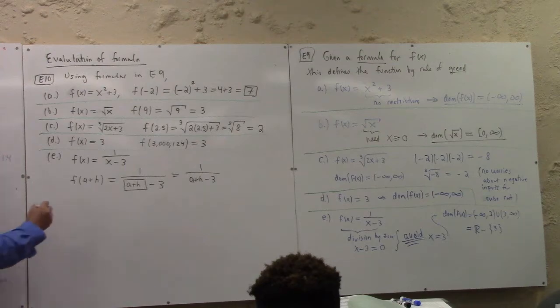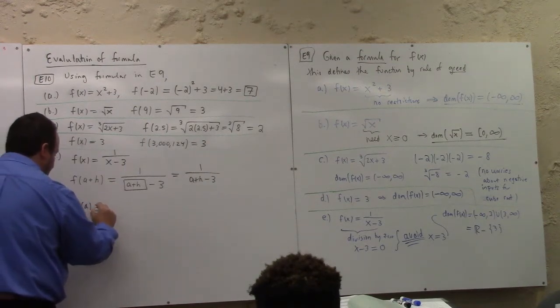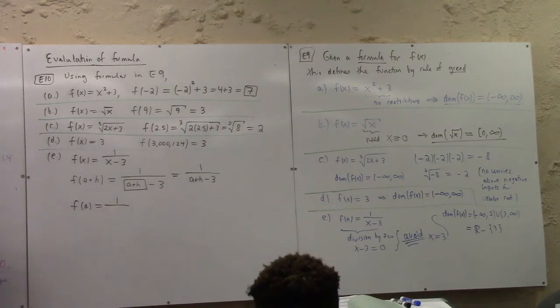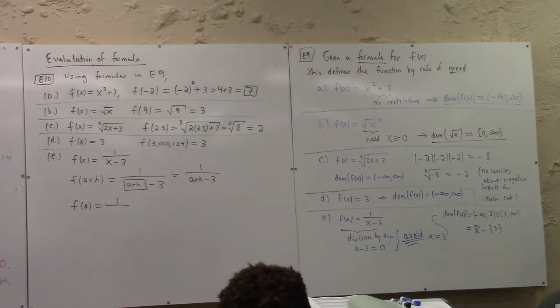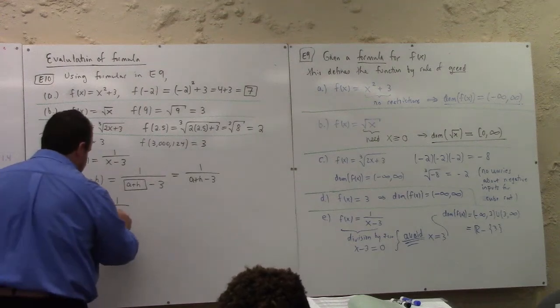In contrast, if we had f of a, what would it be? Fill in the box instead of with a plus h, we just fill it in with a alone, right? So f of a would be 1 over a minus 3 in this case.